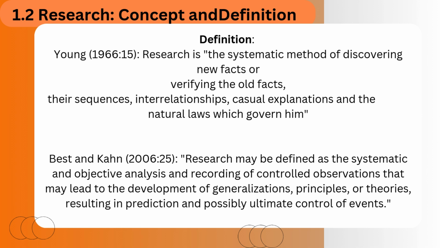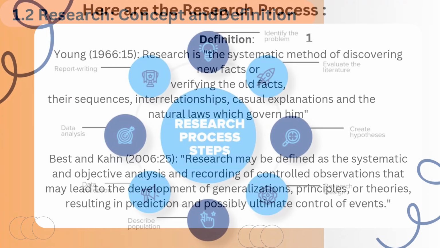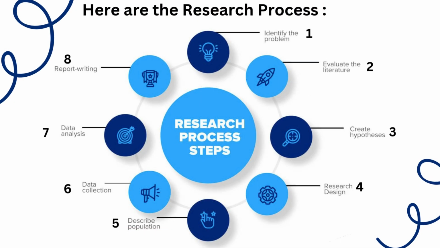It looks at how things are connected, why they happen and the natural roots behind them. And according to Best and Kahn, in simple words, it means research is a careful and unbiased systematic study of facts and observations. It helps to create general rules or ideas which can predict events and even help us control them in the future. Another important point, steps of research process.